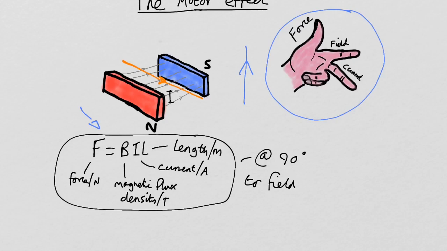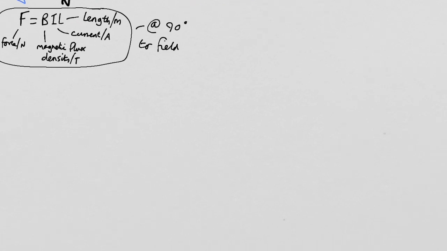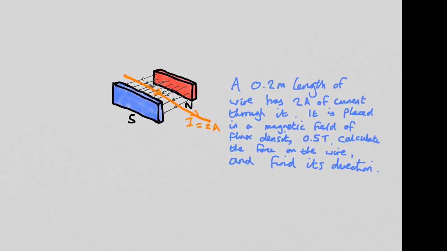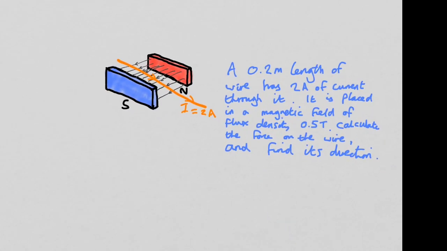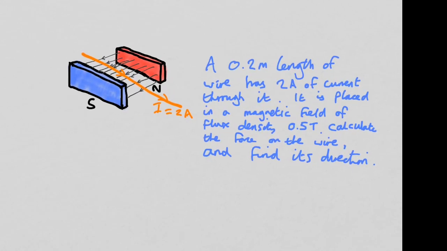Have a go then at this question here. You've got a 20 centimeter length of wire. It's got 2 amps of current flowing through it, and it is placed in a magnetic field of flux density 0.5 Teslas. Just figure out the strength and the direction of the force acting on the wire. Pause the video, have a go at it. Unpause when you're ready for me to go through it.